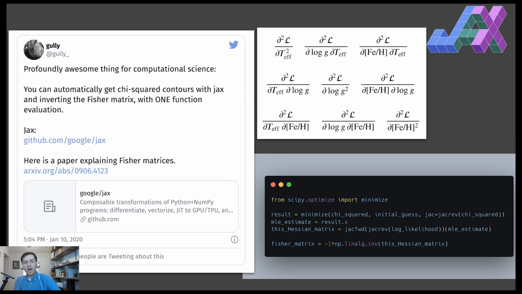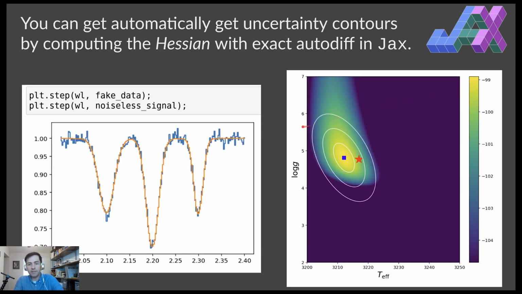One of the really profoundly cool things, in my opinion, is that if you take a Jacobian of a Jacobian of your likelihood function, you get what's called the Hessian matrix. This is the second derivative of all pairs of parameters of your loss function. And if you invert that matrix, then you get the Fisher matrix, which essentially gives you your chi-squared contours.